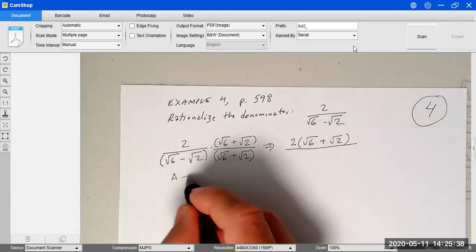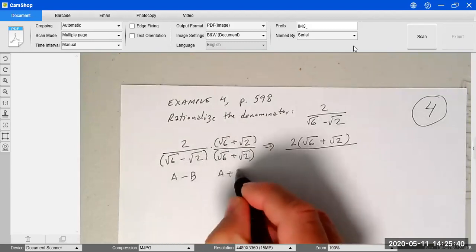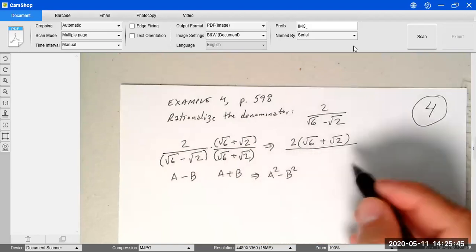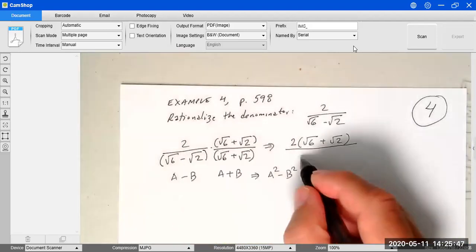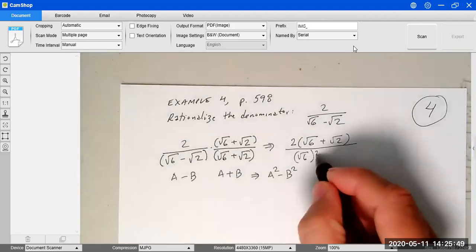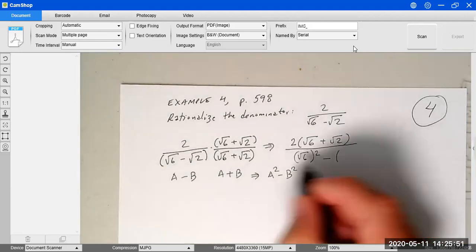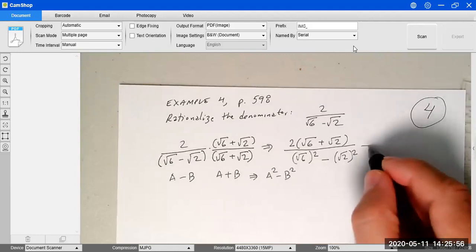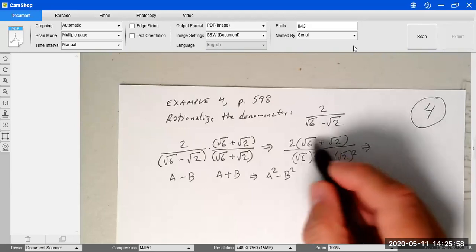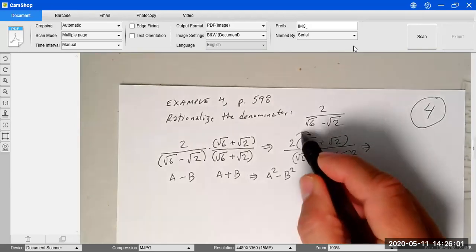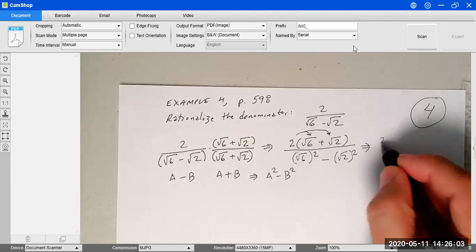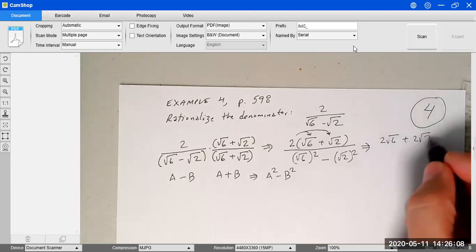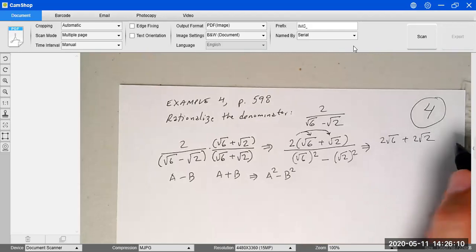this is a minus b, this is a plus b, so I need to get a squared minus b squared. So a is square root of 6, I'm going to square that, minus b is the square root of 2, I'm going to square that. So I'm going to apply now the distributive property here. So if I do that, I'm going to get 2 times square root of 6 plus 2 times square root of 2. Or maybe I should leave it in this way.